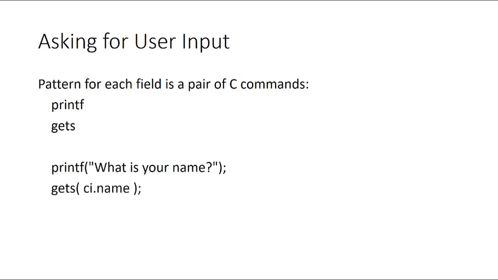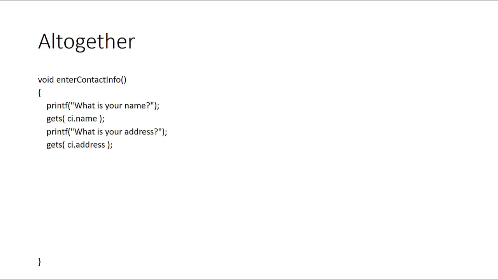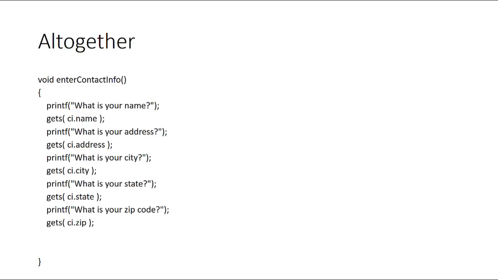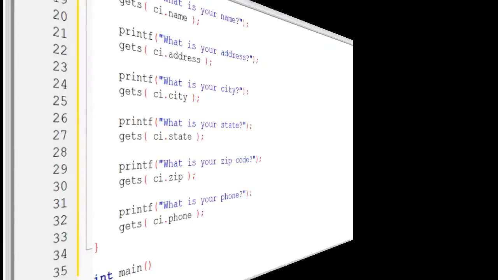Here's an example. printf, what is your name? gets ci.name. ci is the declared data structure. name is one of its internal fields. So altogether, we can create a function called enter contact information, or excuse me, enter contact info. And we use this pair for each thing we want them to enter. What's your city, your state, your zip, your phone. And that's all there is to it.